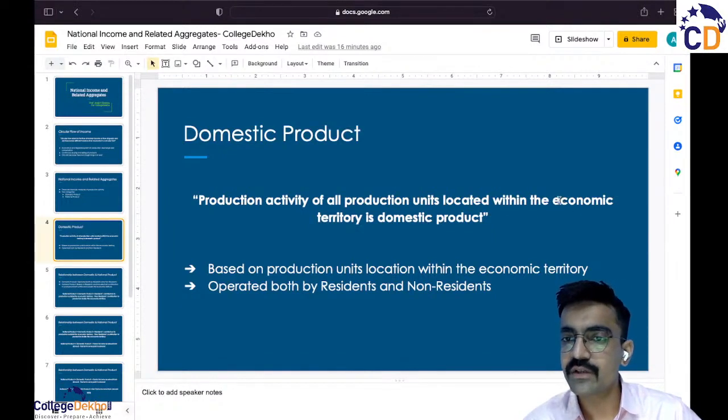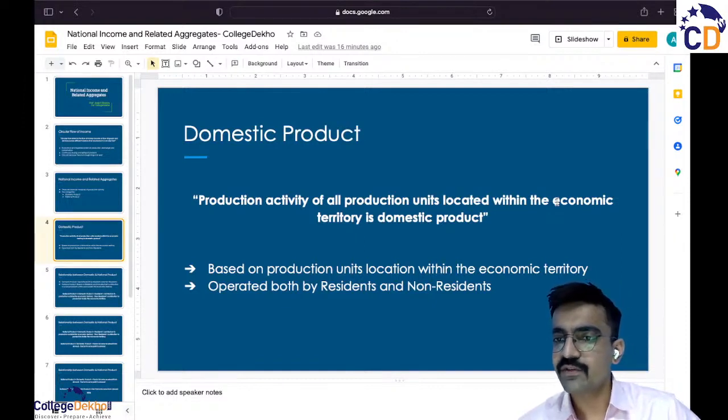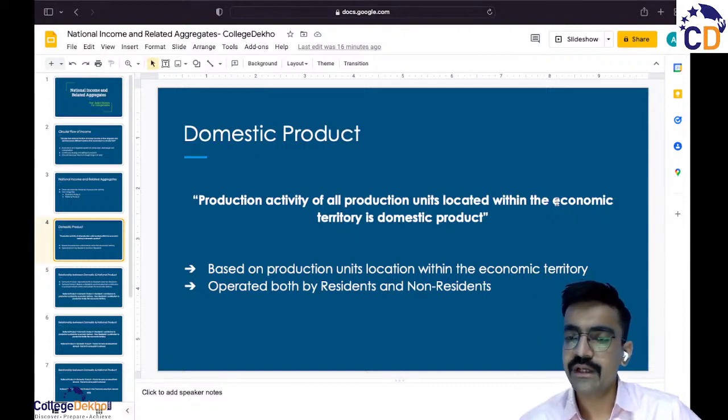Now, what does the term economic territory mean? It does not only mean the geographical territory. Economic territory is a territory where a certain government is ruling, right? So for India, whatever the definition for territorial waters of India is, everything is included in the economic territory.